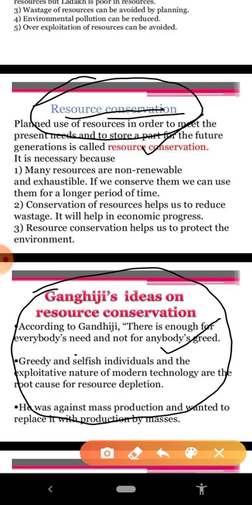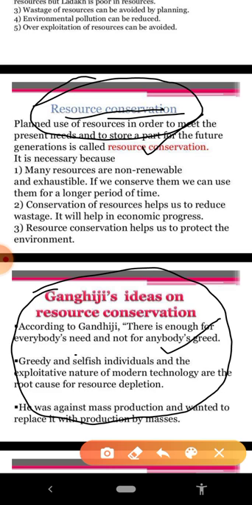The next statement is also very important. What is given by Mahatma Gandhi: greedy and selfish individuals and exploitive nature of modern technology are the root cause for resource depletion. He was against mass production and wanted to replace it with production by masses.